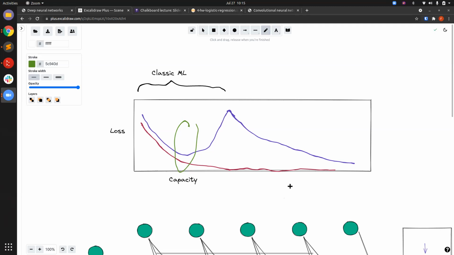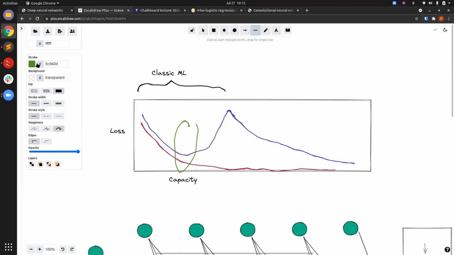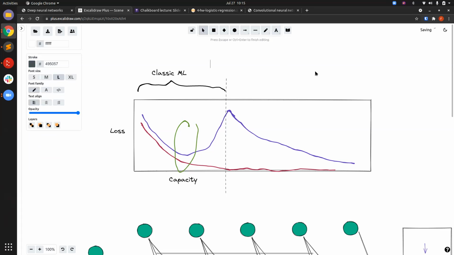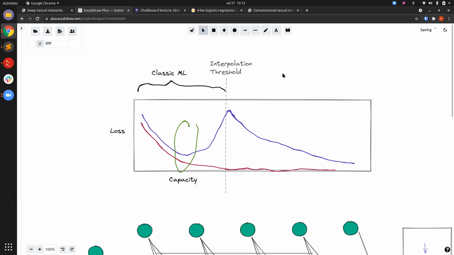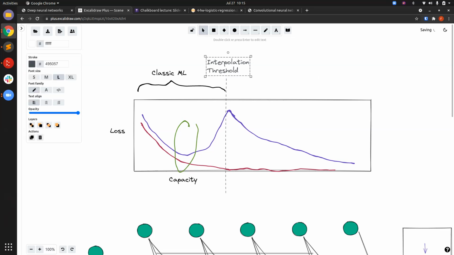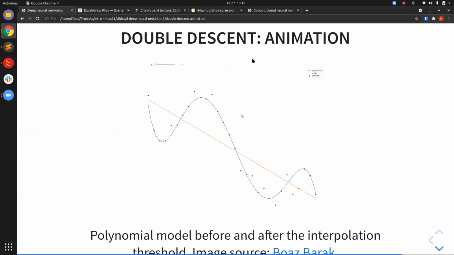It turns out that if you keep increasing capacity and push past this point, and you push past this part here, which is known as the interpolation threshold, you can actually end up with a pretty good approximation of the true function. I'm going to try and give some intuition for why that happens.